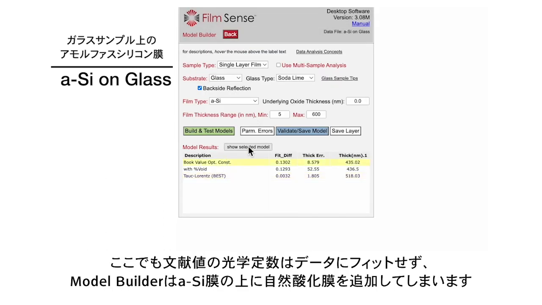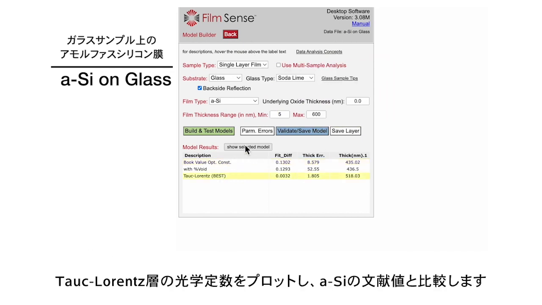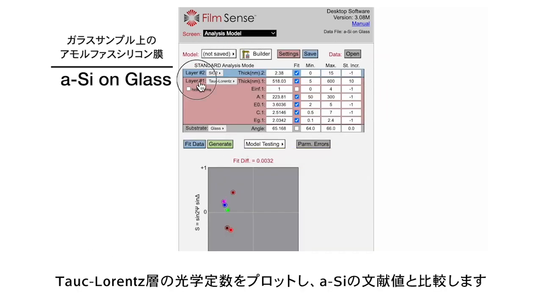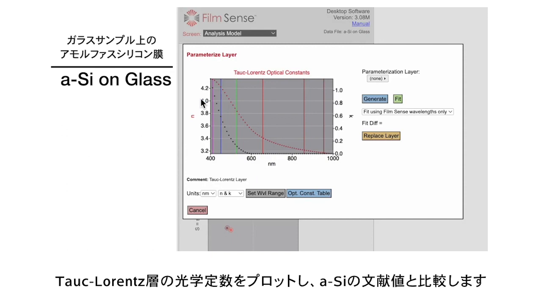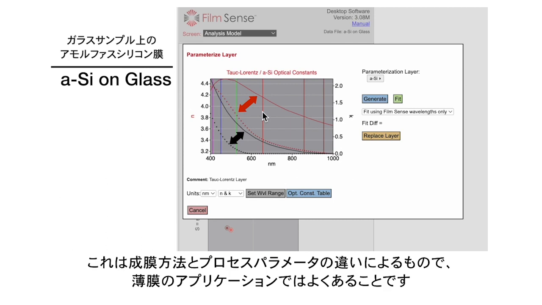Once again, the book value optical constants do not fit the data very well, but note that Model Builder automatically adds a native oxide layer on top of the amorphous silicon film. We can plot the optical constants of the Tauc-Lorentz layer and compare them with book value amorphous silicon. The general shape of the N and K curves are similar, but significant offsets are observed. This is due to differences in the film deposition method and process parameters, and such variations are very common for thin film applications.